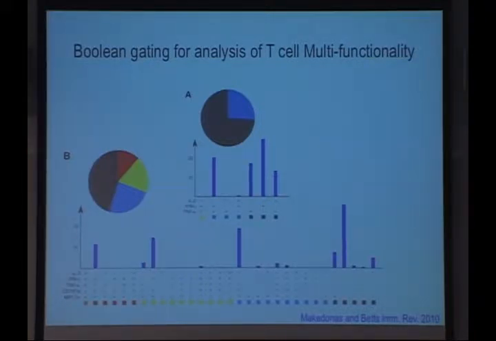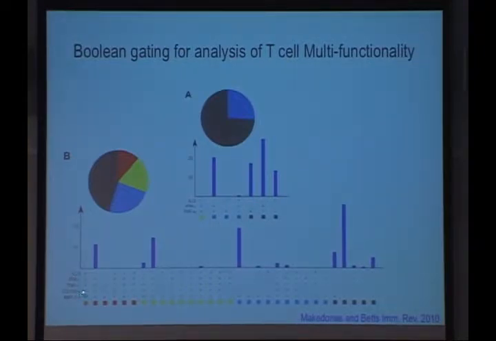non-progressors and progressors for HIV, and in the people with non-progression, the CD8 positive T cells that were specific for HIV were producing more different functions. So they produced multiple cytokines and were able to degranulate at the same time. And so they were using Boolean gating to represent this.